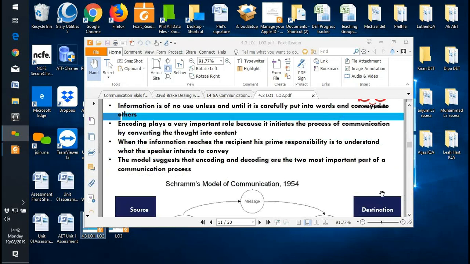Schramm looks at information being of no use until it can be carefully put into words and conveyed to others. Encoding plays a very important role because it initiates the process of communication by converting the thought into some sort of content. That's just like whenever you send a text, you've got to put some thought into what you're sending if you are initiating the text and not just responding to it. There is understanding what the speaker intends to convey. This model suggests that encoding and decoding are the two most important parts of the communication process.